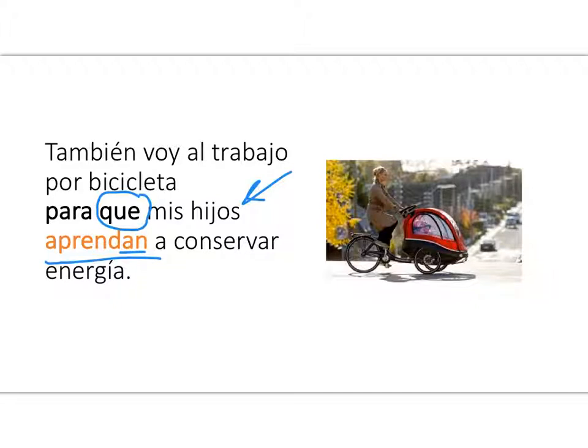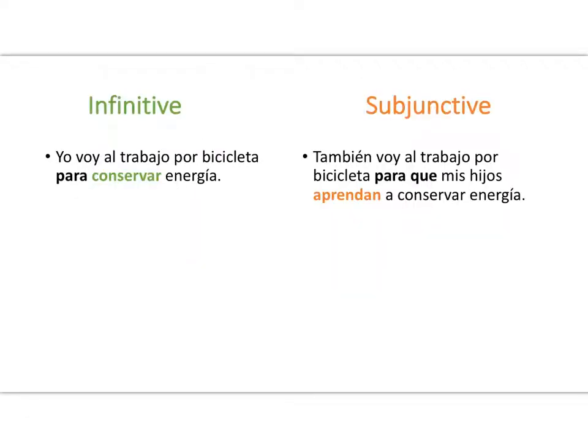But remember, if it just is para, and we don't have a new subject, we know after prepositions, de, por, para, a, sometimes we use infinitives. Keeps it very general. But if I want to make it more specific, who's learning? My children. I have to use para que. ¿Entienden? Okay, so careful with that on the Supersite. And this is just breaking it down. Subjunctive, para que; infinitive, para. Okay? ¿Entienden? All right.